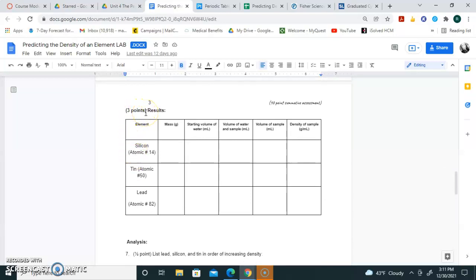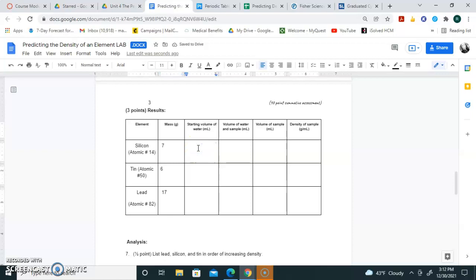If you were in class and you're able to do the lab in class, then you should already have this information filled in. If you were absent from class, then I'm going to give you the measurements that I made, and you can proceed from here. So for silicon, basically the mass of the sample that I measured was 7 grams. So I'm going to put 7 under mass. For tin, the mass was 6 grams for this little sample that we had. And for lead, the mass was 17 grams. So go ahead and feel free to use these numbers.